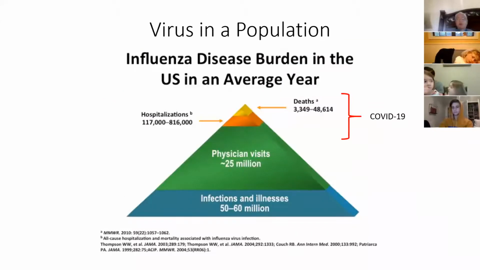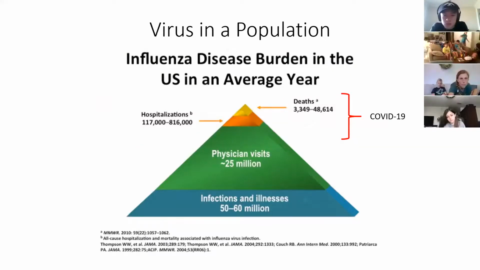So let's talk about viruses in a population. So we talk about the burden of disease. And here I'm presenting a graph of influenza just because we know so much about influenza virus. Since the influenza pandemic in 1918, that motivated governments to institute continuous surveillance and testing so we could be prepared for a new pandemic. And so that's the data I'm presenting here.